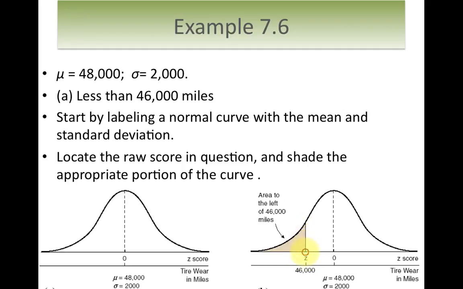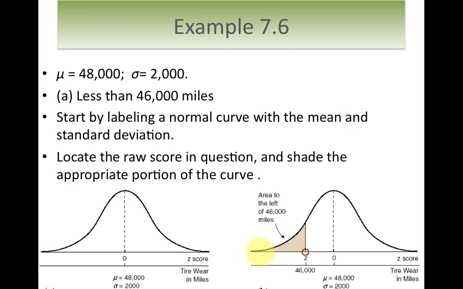And we draw a vertical line, and we shade in the area that's less than 46,000. Now, the area less than 46,000 is all that area to the left of 46,000. Remember that the horizontal axis is labeled from low to high, so less than 46,000 is everything on the left side of 46,000. So we're being asked to find the proportion of tires with miles less than 46,000, which essentially is this proportion of area under the bell curve.